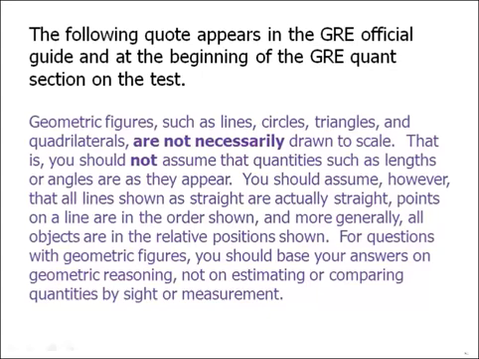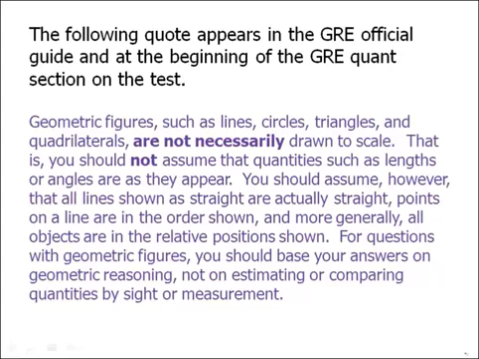The following quote appears in the GRE official guide and at the beginning of the GRE quant section on the test. Geometric figures such as lines, circles, and triangles, quadrilaterals are not necessarily drawn to scale. In other words, give up all hope of trusting that the diagram actually looks the way it is drawn. So you should not assume that quantities such as lengths or angles are as they appear.